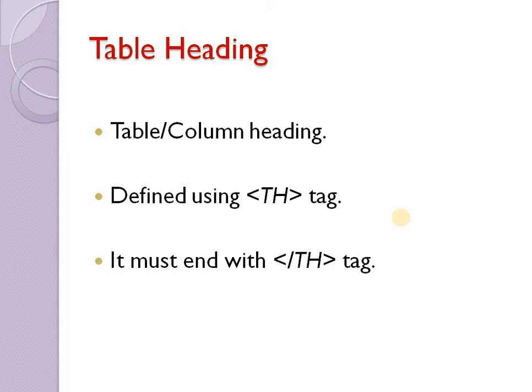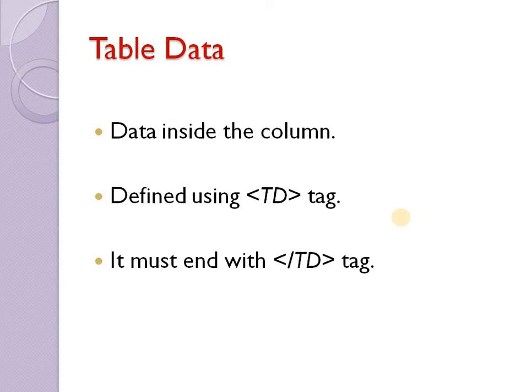Table heading. Table heading is a row or column heading. It is defined using the th tag. th is also a container tag, so it must be closed with the closing th tag. Now, table data. Data inside a column is known as table data, and it is also a container tag. It is designed using the td tag, okay, and it must end with the td closing tag.